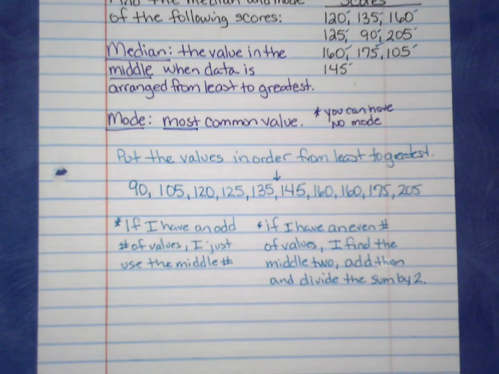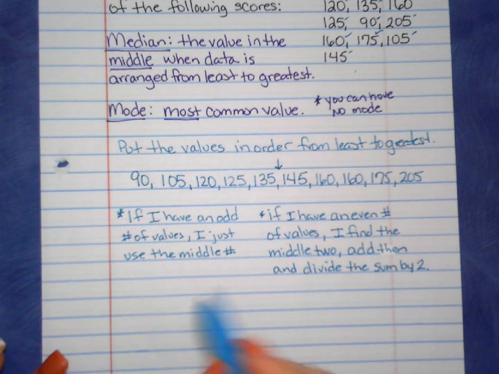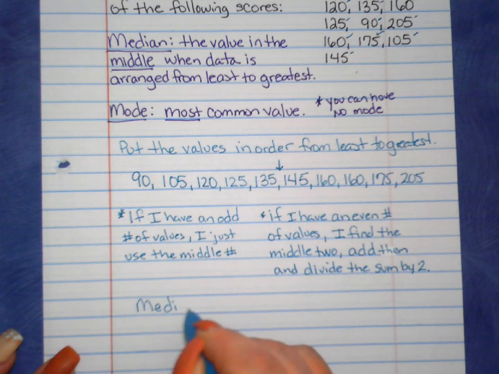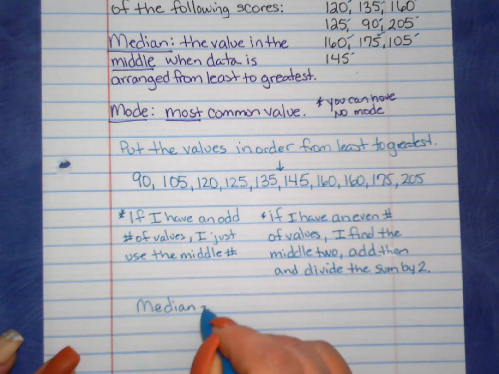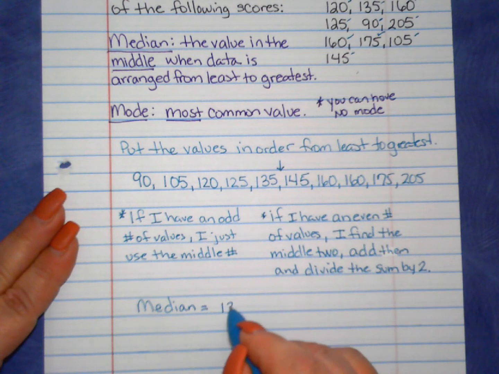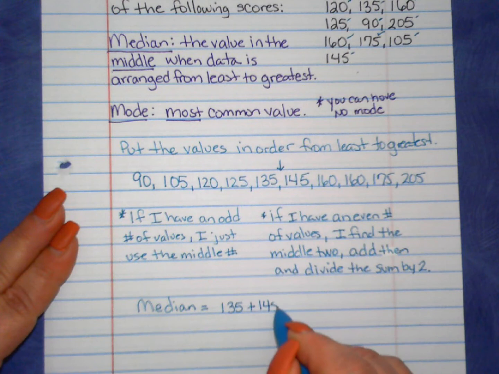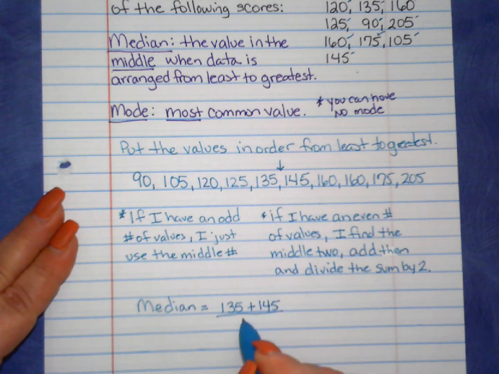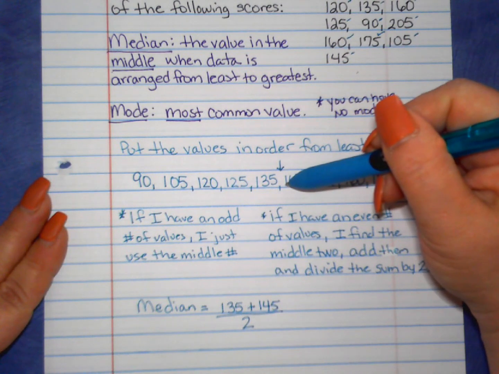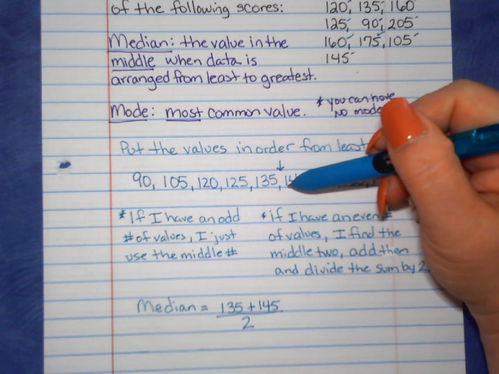Okay, so here's our example. We're going to do the median right here. Median equals 135 plus 145 divided by 2. Because remember, I don't have an odd number, so there's no number right in the middle. It should be here, but it's not. So I'm going to find out what number would be there if I had one.